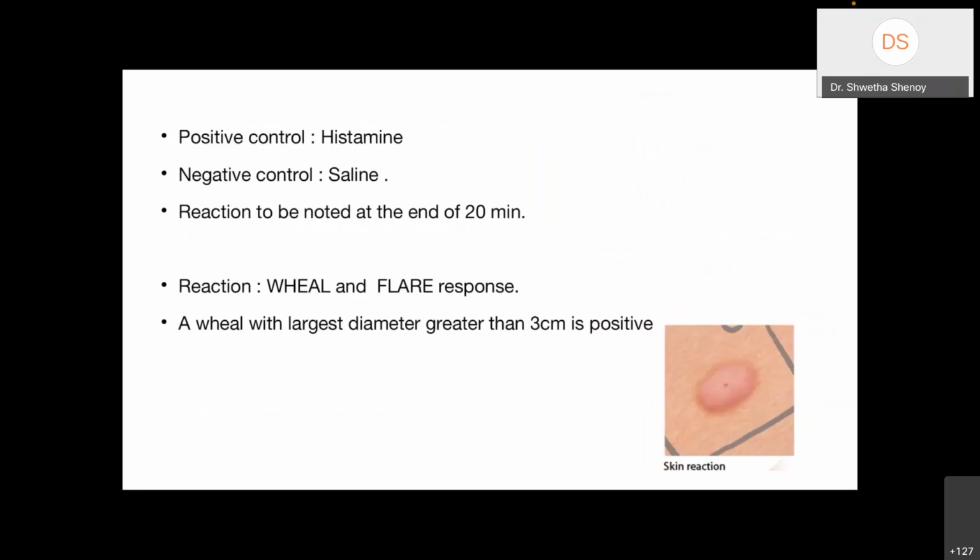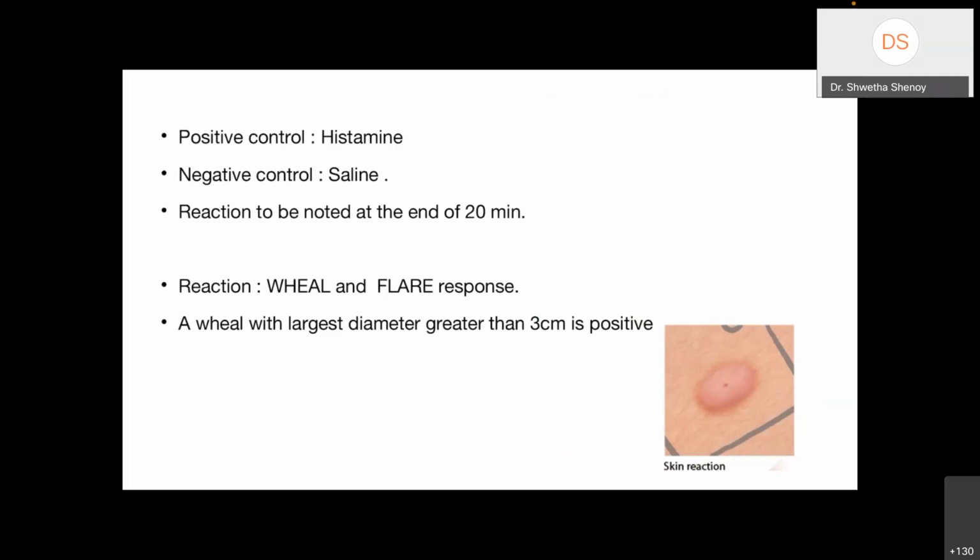So how do you decide what is positive? In this, we always have a positive control, that is histamine. We get histamine as a part of the allergen set, and this is used as the positive control. Anything that blows up like histamine is probably allergic because it's the same pathophysiology. And a negative control is saline. With saline, we do not expect any reaction. So this is the positive and the negative control.